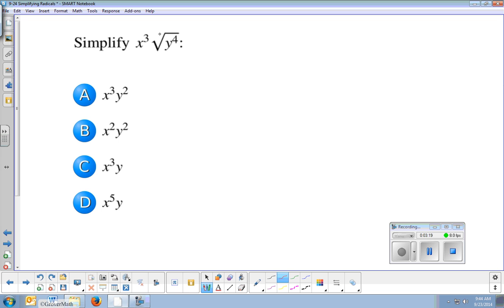Now, I mentioned earlier that for square root, we can kind of pretend there's a little 2 right here. All you have to do when you have a variable with an exponent is divide the exponent by the root number. In this case, I'm looking at the square root of y to the 4th. My exponent is this 4. My root number is 2 because I'm doing square root. So if I divide 4 by 2, I get 2.